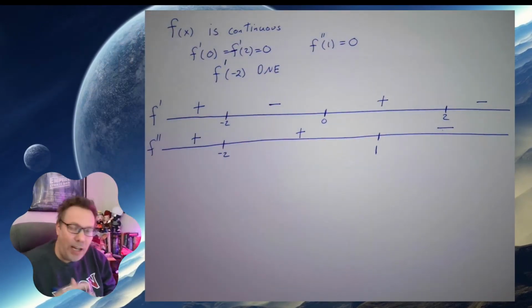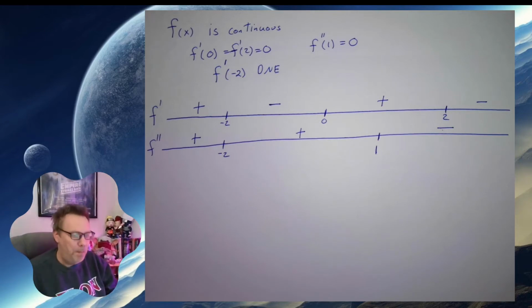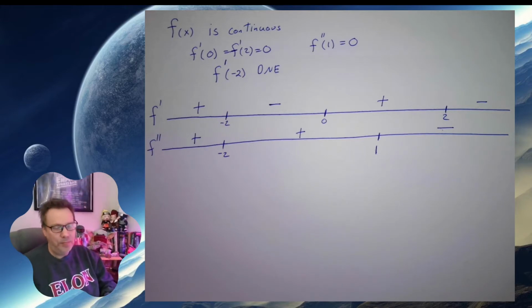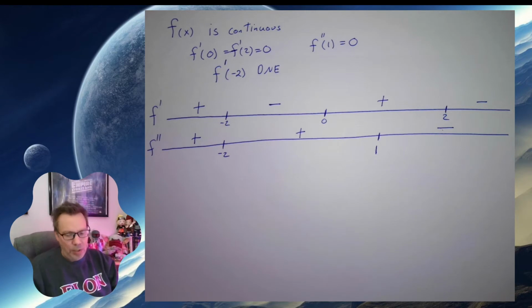I have a function and I'm going to tell you that this function is continuous. That's the picture that I want to draw. It's going to be differentiable everywhere except for x equals -2. At 0 and 2, the first derivative will be 0, and at x equals 1, the second derivative will be 0. So, how do I go about doing this?